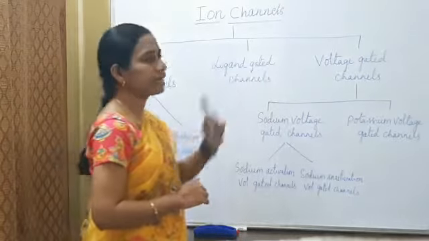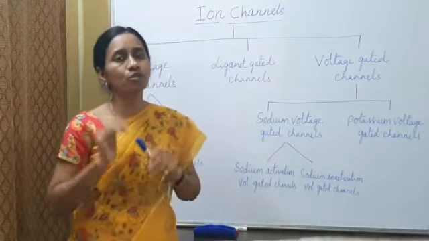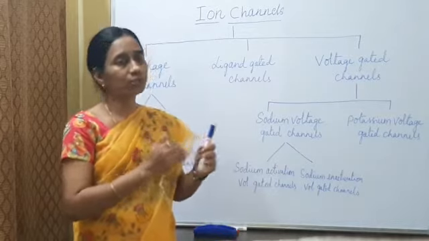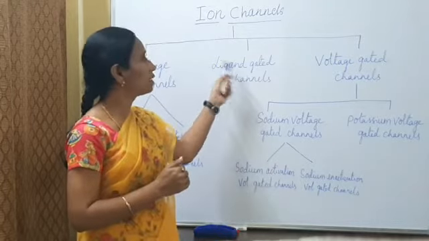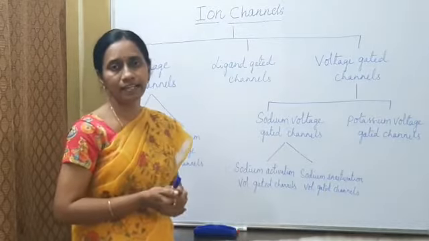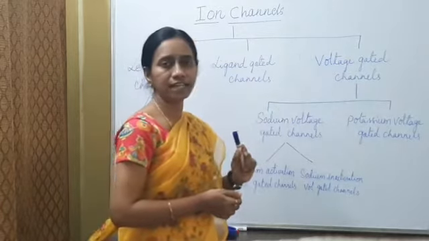Next are the ligand gated channels. These are present on the postsynaptic membrane. They open or close in response to ligands or chemicals, so they are called ligand gated channels. Next are the voltage gated channels.